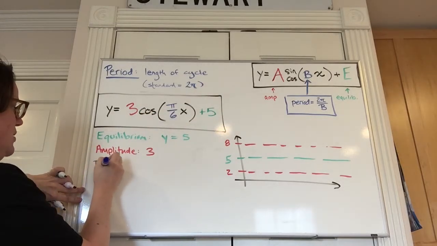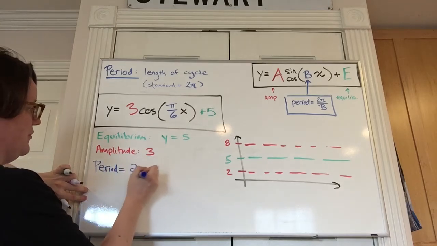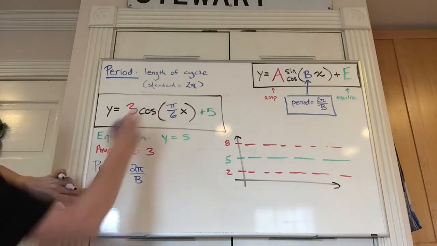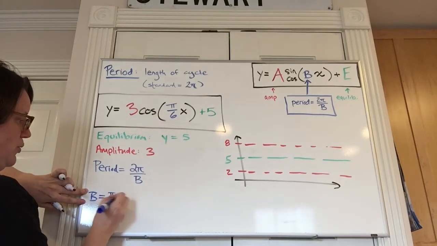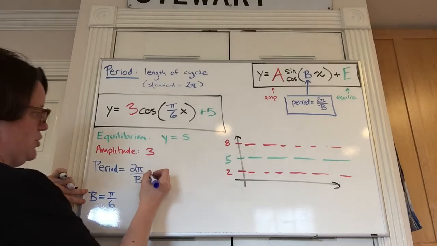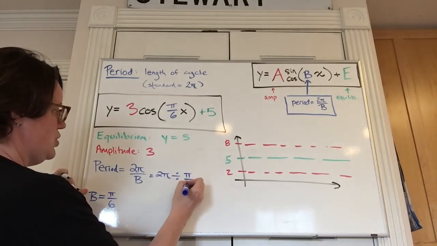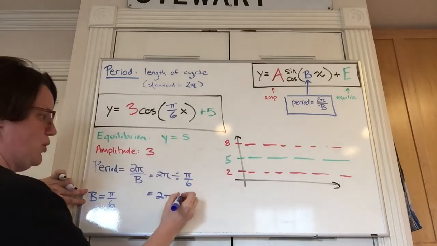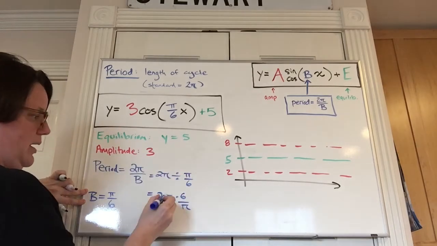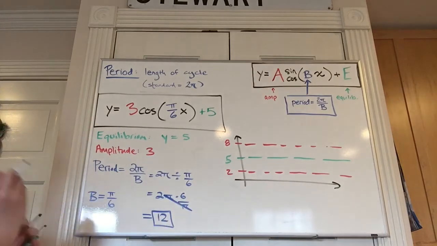The period of the function is going to be 2 pi divided by the b value. And in this case, our b value, the thing being multiplied inside the function, was pi over 6. So my period is 2 pi divided by pi over 6, also known as 2 pi times the reciprocal, 6 over pi. The pi's cancel. The period for this function is 12.